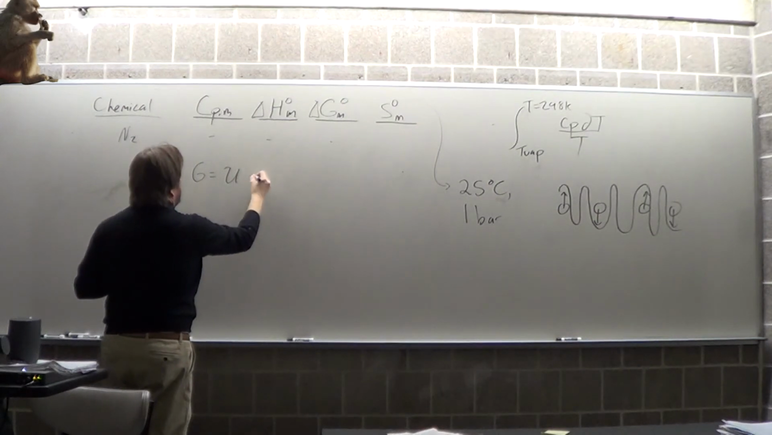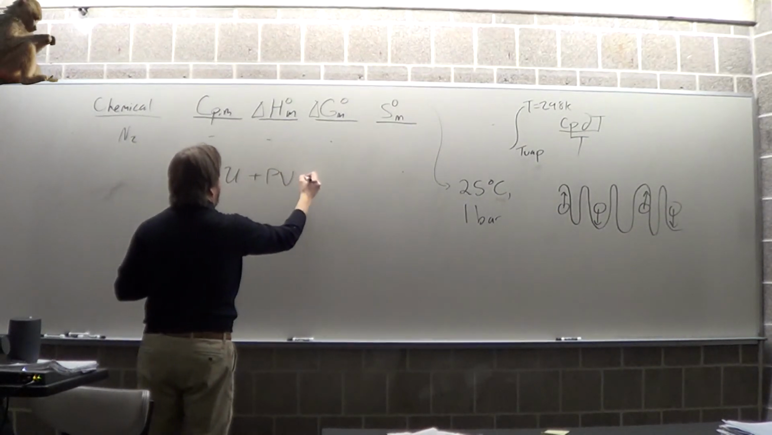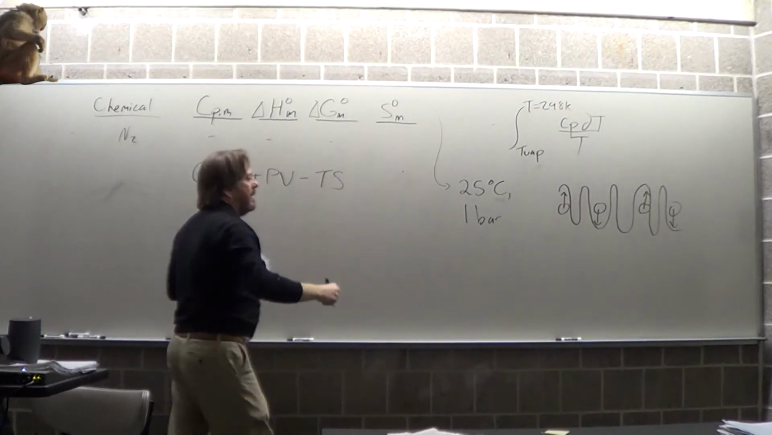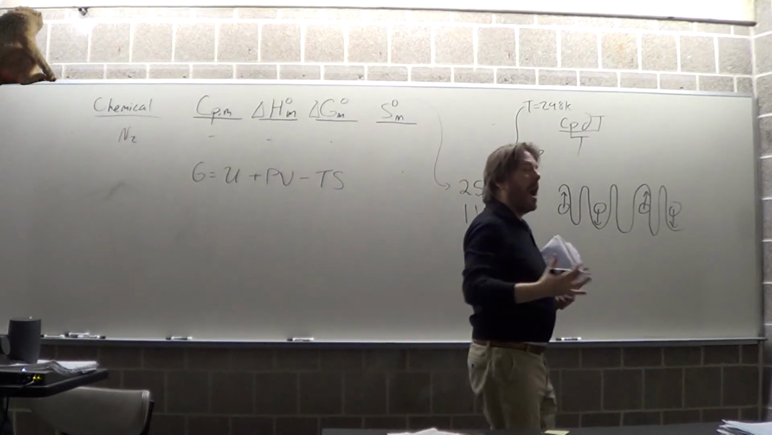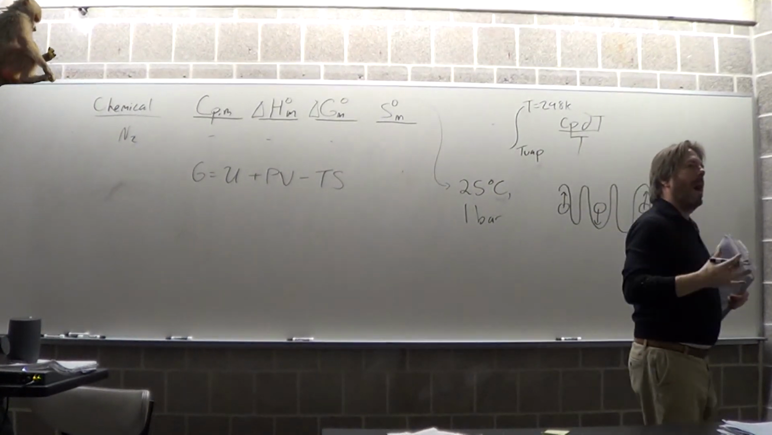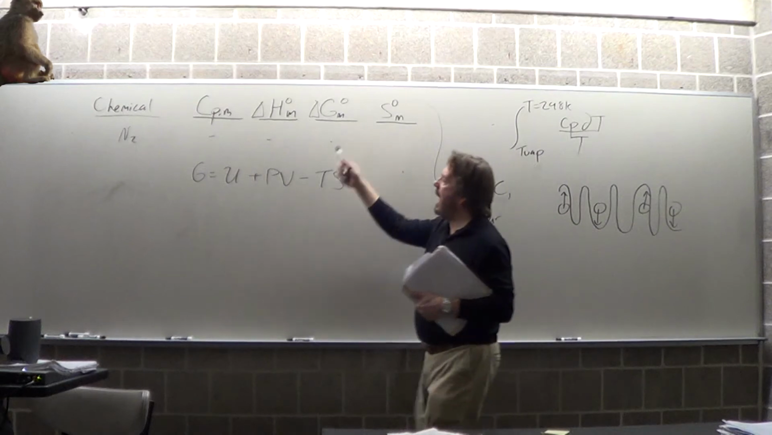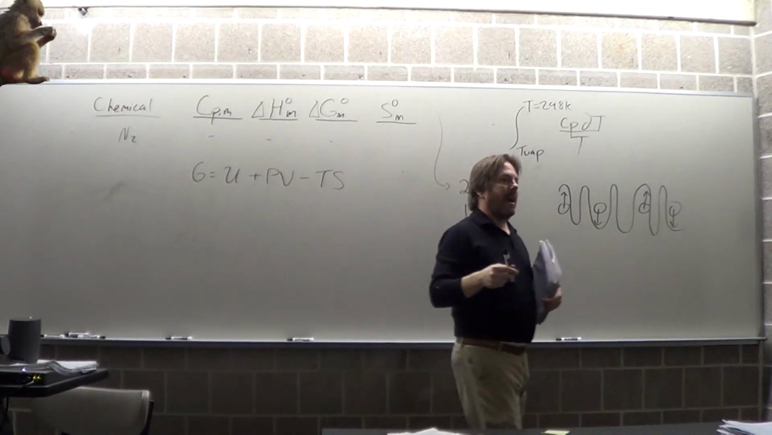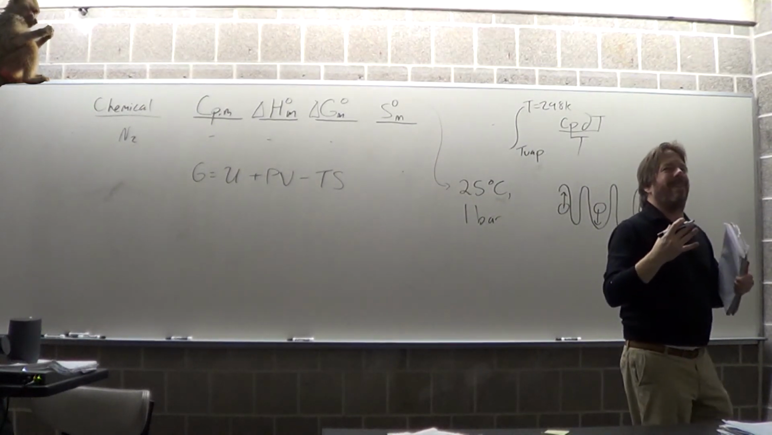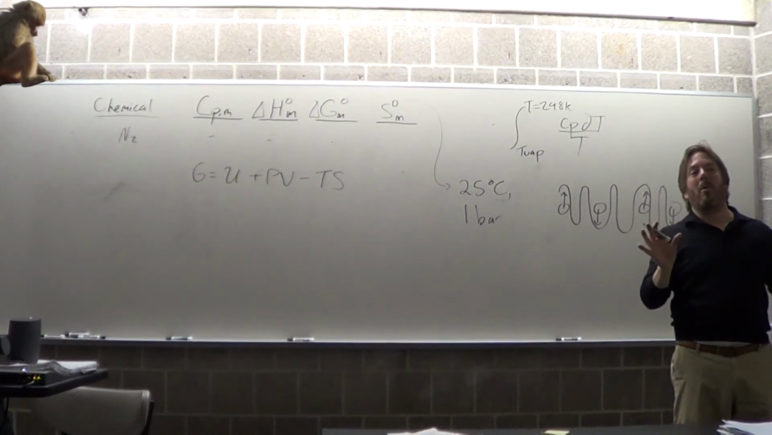Now remember, G is U plus PV minus TS. That's G, not delta G. Why is there a delta G and not a G? I know it's like, well, who cares? But it's kind of horribly important.